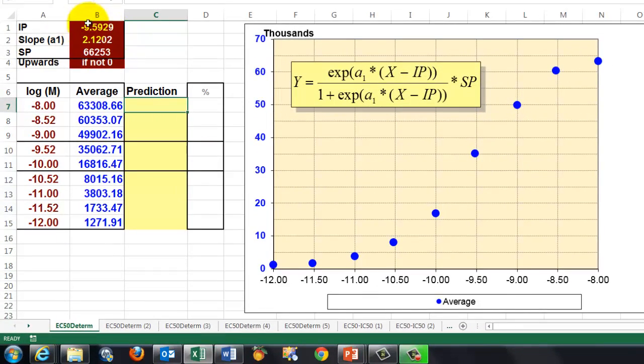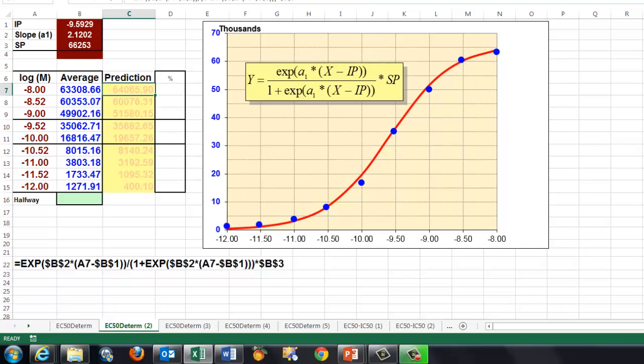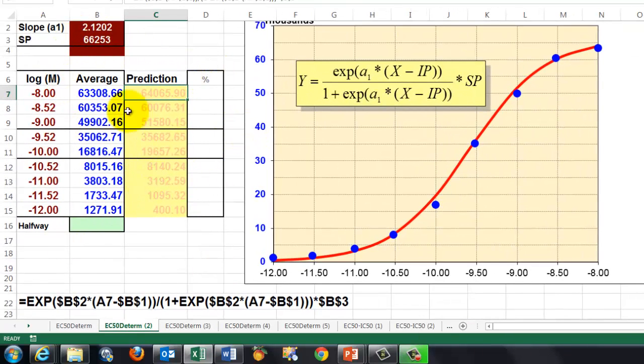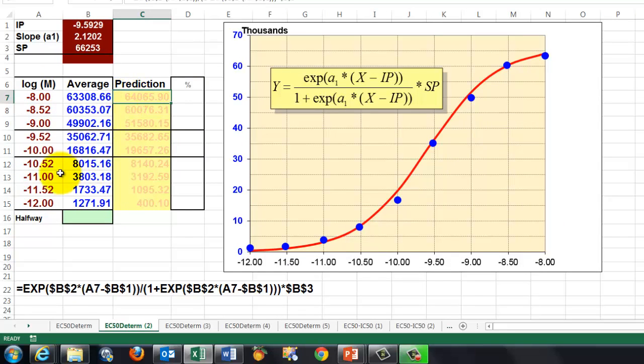I came up already with this inflection point, which is basically the IC value, which we are supposed to find, but let's assume we have it already. This would be the slope, in my opinion, and that would be the saturation point. Based on those values, I can calculate my predictions. I did that already in this situation. I put in C7 this equation, and the formula would look like this: equals exponent, etc., divided by 1 plus the exponent, times the saturation point. And these are the values we found, and you see that the curve nicely hugs the observation points.